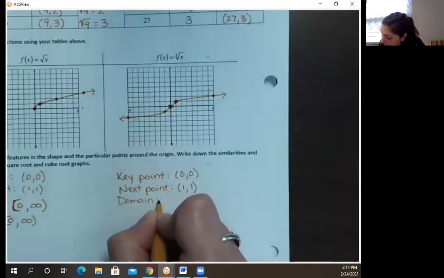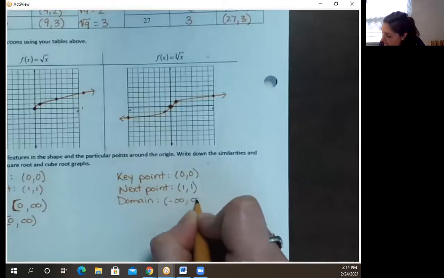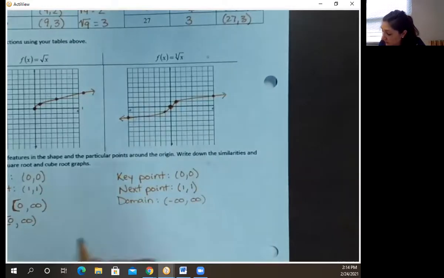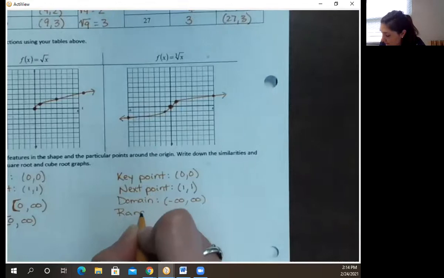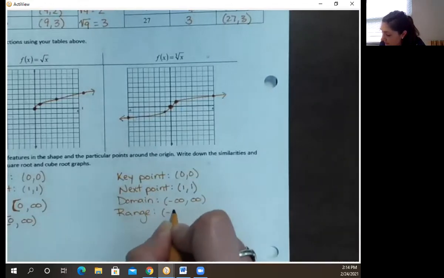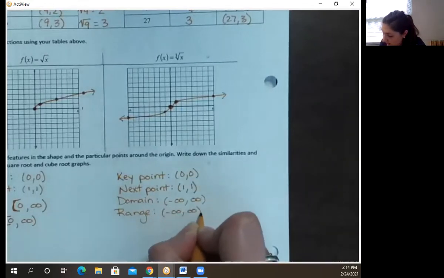For our cube root, our domain this time is not restricted. So our domain is anything from -infinity to positive infinity. And our range is also not limited. So our range would be anything from -infinity to positive infinity.